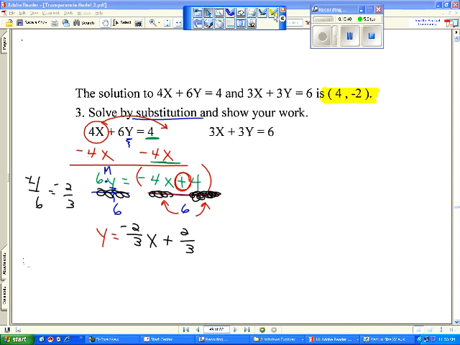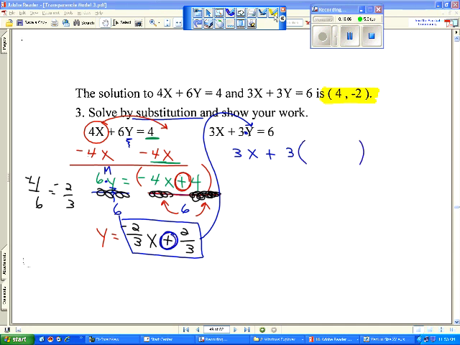Anyway, so we're going to take what we got for y, and we're going to substitute it in place of y and solve for x. So we get 3x plus 3 times whatever y is. Now, we have times a sum. If you have times a sum or difference, you have to put that sum or difference in parentheses. Negative 2/3 x plus 2/3 equals 6. Let's see, we got that?